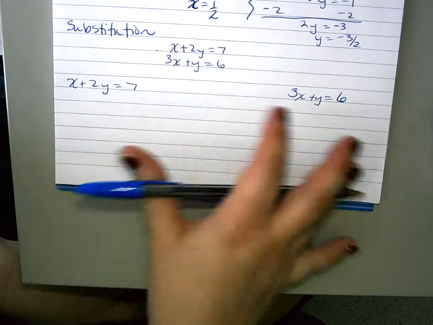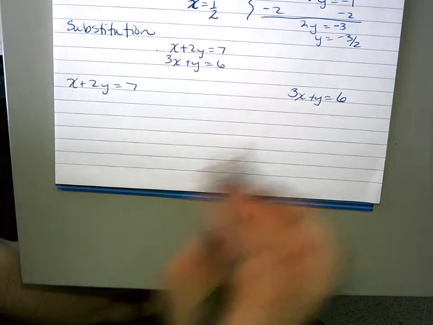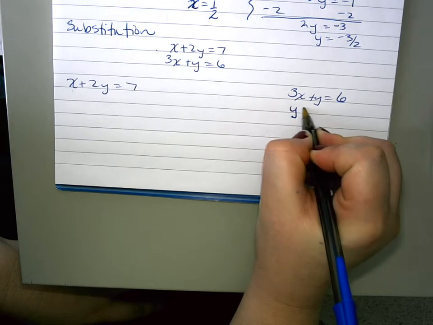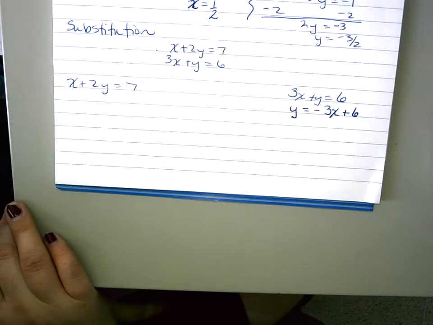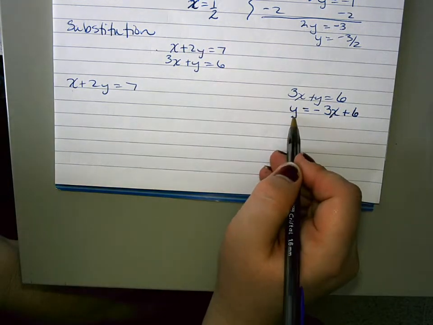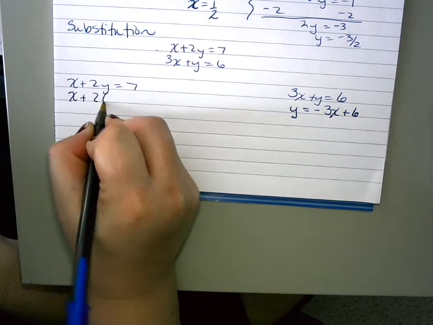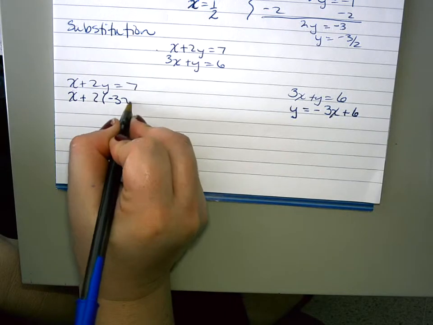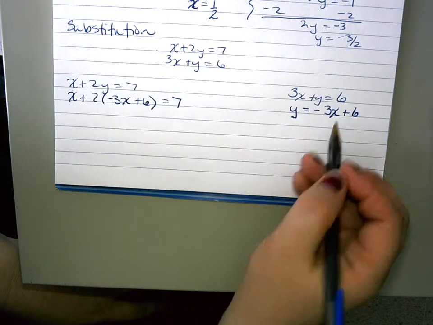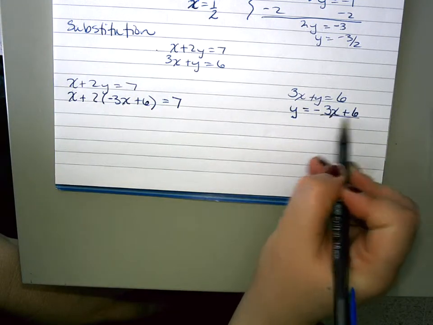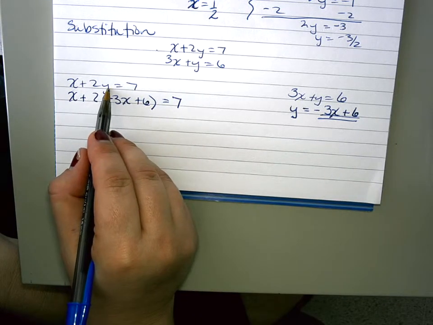It makes it a nice ordered way and a nice way to easily see all the work that's being done here. I chose to go ahead and rewrite this. So now, since y equals negative 3x plus 6, whenever I see y in the other equation, I'm going to write negative 3x plus 6. It's important to use your parentheses. It's important to write the entire expression for y and replace it for the variable in the other equation.